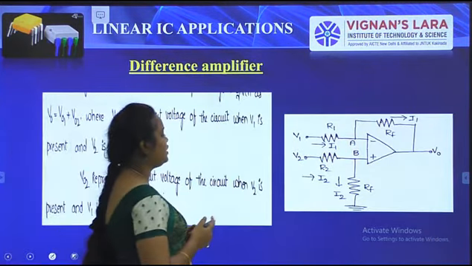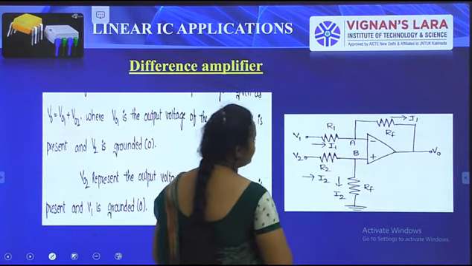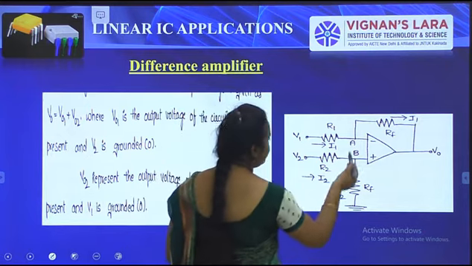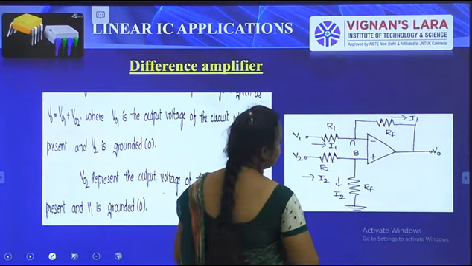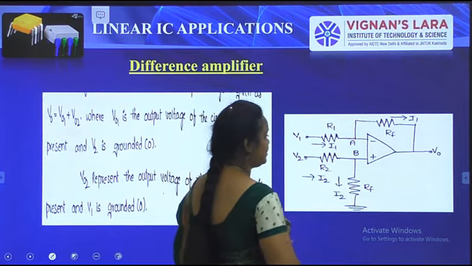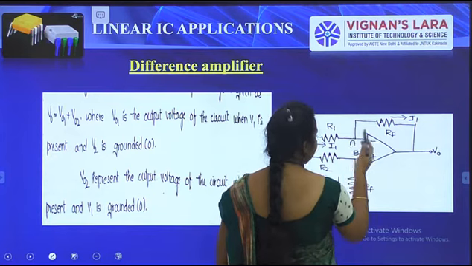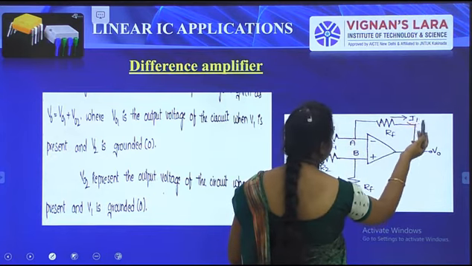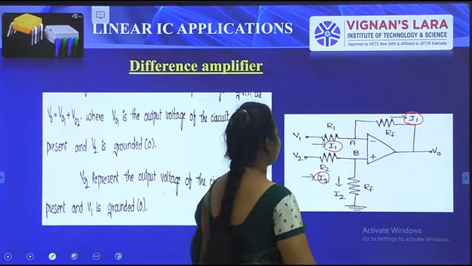Here we have V1 and V2 as the inputs, and I1 and I2 are the currents flowing along the circuit, and node A and node B are taken here. RF is a feedback resistor connected to the non-inverting terminal, and also RF is a feedback resistor connected between the inverting terminal and the output. I1 and I2 are the currents flowing through this circuit.